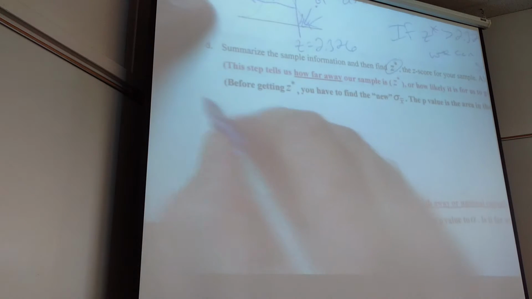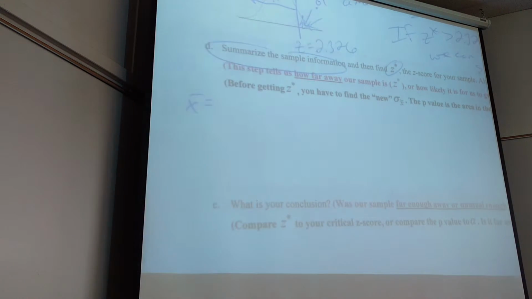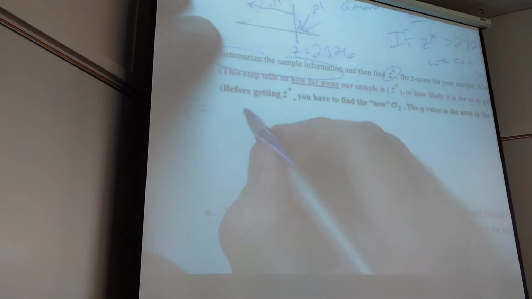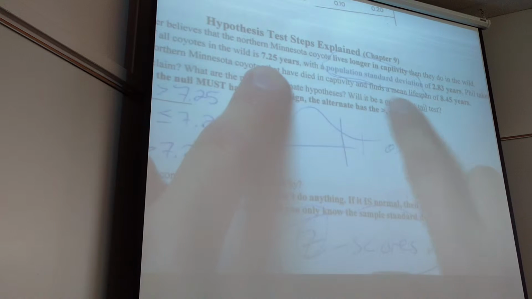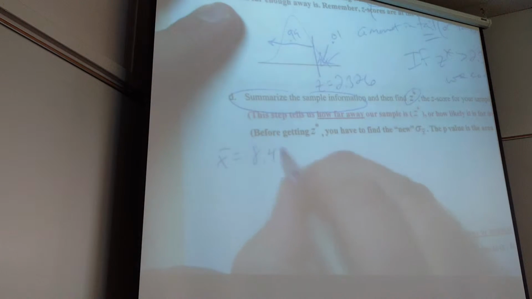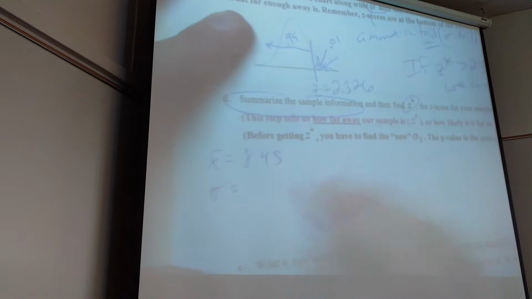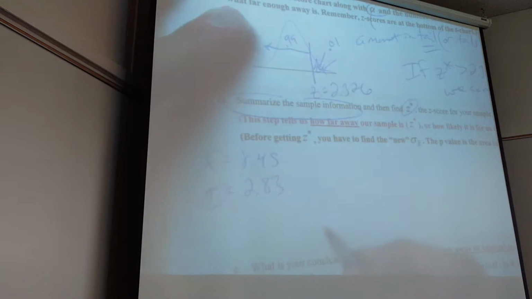So what do I have to do first? Well, let's summarize the sample information. What was X bar from the sample? Careful. That's the lifespan of all coyotes. What's for my sample? 8.45. What's the standard deviation? 2.83. What do I have to do with this?